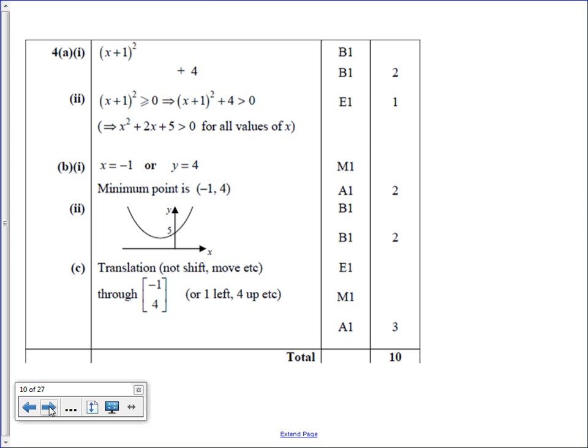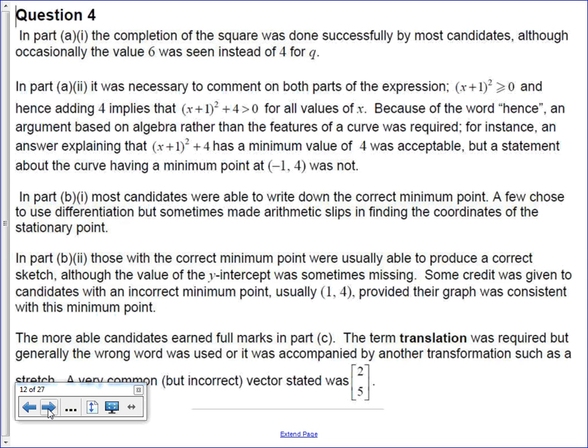The mark scheme has exactly what I just said. A little bit of explanation there maybe. They did theirs in a different way. They said that this thing's always positive, and so always positive plus 4 is always bigger than 0. And lots of words for that.